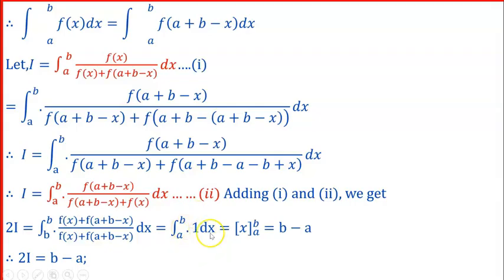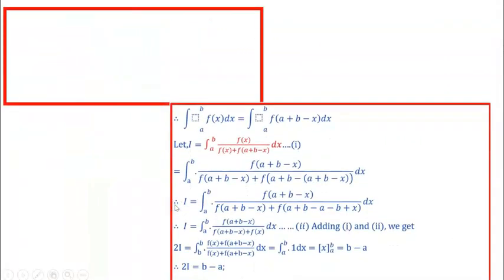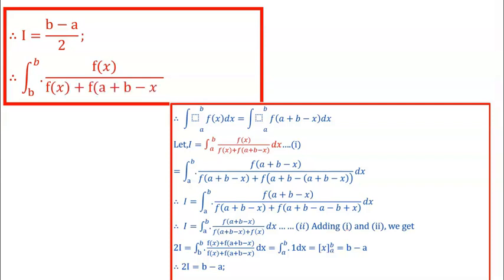What is the integral of dx? It is x. Upper limit is b, lower limit is a. Upper limit minus lower limit means b minus a. It means that 2I is equal to b minus a, and hence I is equal to b minus a upon 2. And this is the answer. The value of this second one.